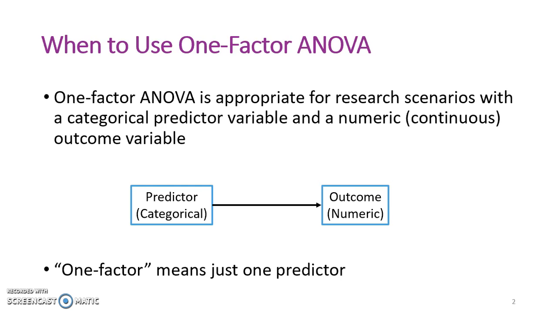So when we talk about one factor ANOVA, one factor means just one predictor, one categorical predictor, and you've been introduced to that terminology when we are creating factors in R. We know that they're just categorical predictor variables.